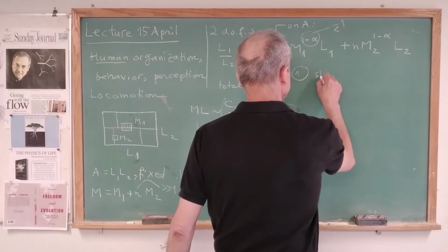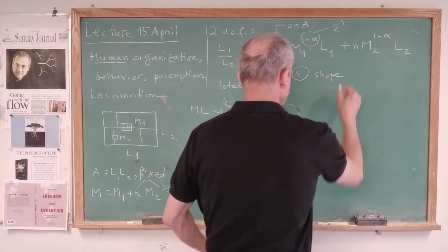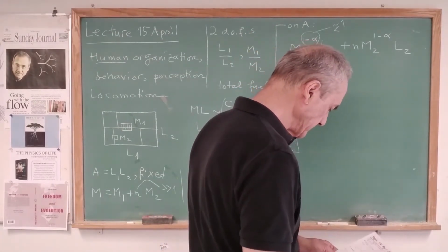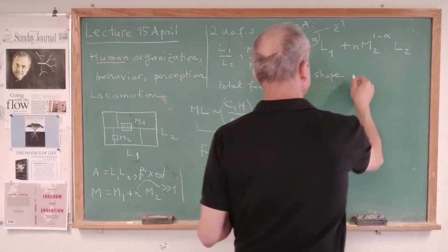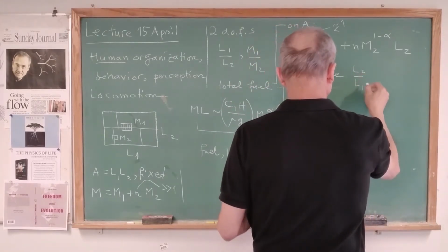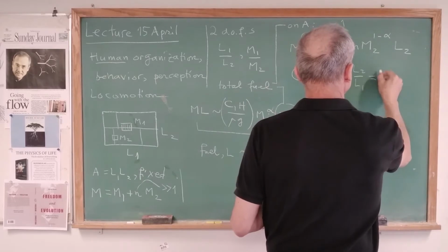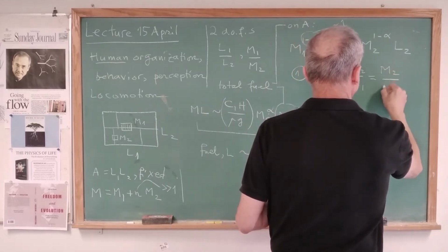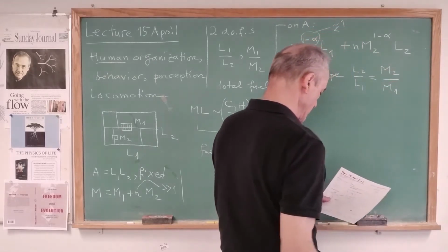The first result is that you discover the shape toward which this territory evolves. That shape turns out to be L2 over L1 equals M2 over M1 to the power alpha.